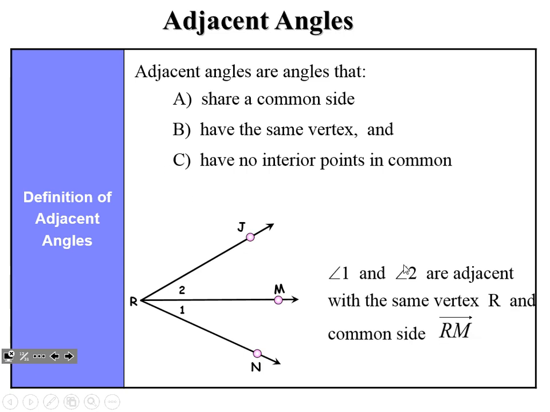So when we look at these two angles, we have 1 and 2 are adjacent because they have the same vertex at R, and then they have that common side RM in the middle. All right? That part is with both angles.